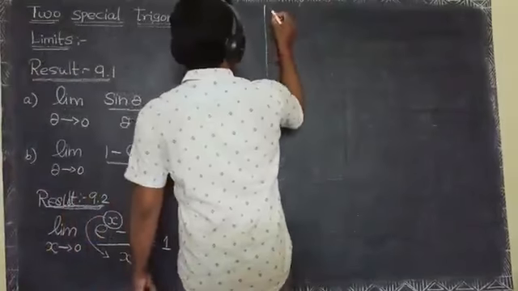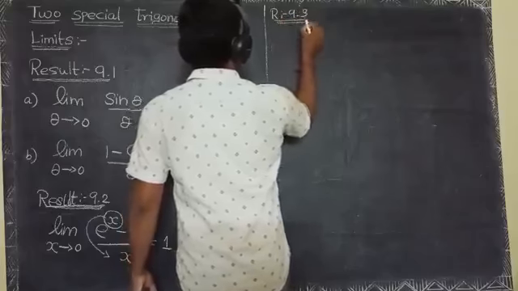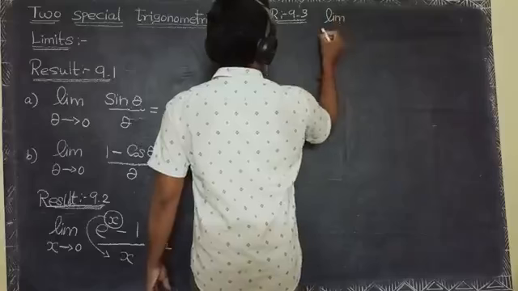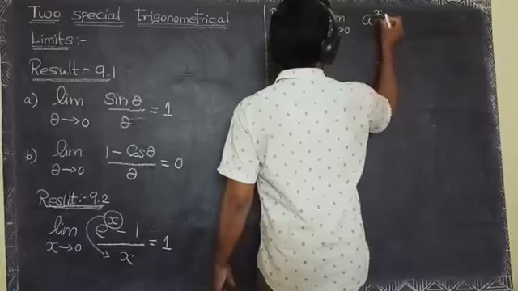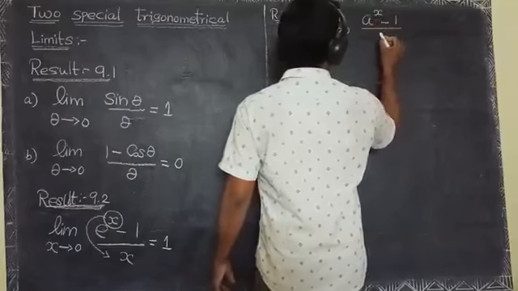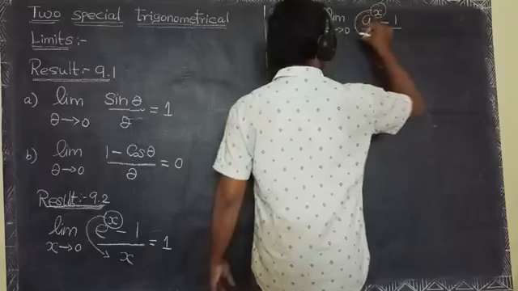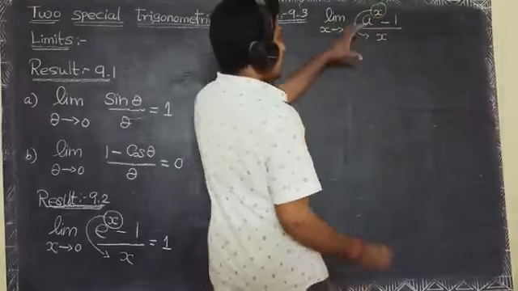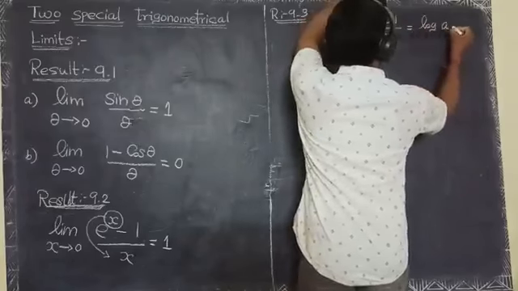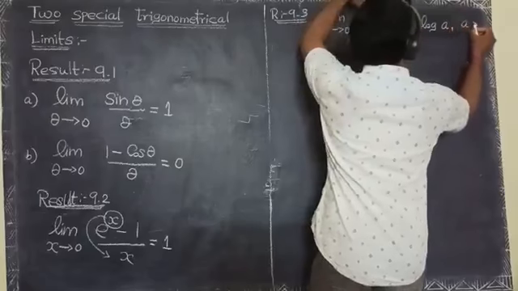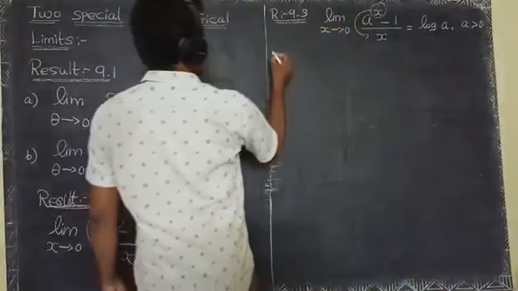Result 9.3: limit x approaches 0 of a power x minus 1 divided by x. Here the power and the denominator have the same factor, so the result is equal to log a, when a is greater than 0. Another result.